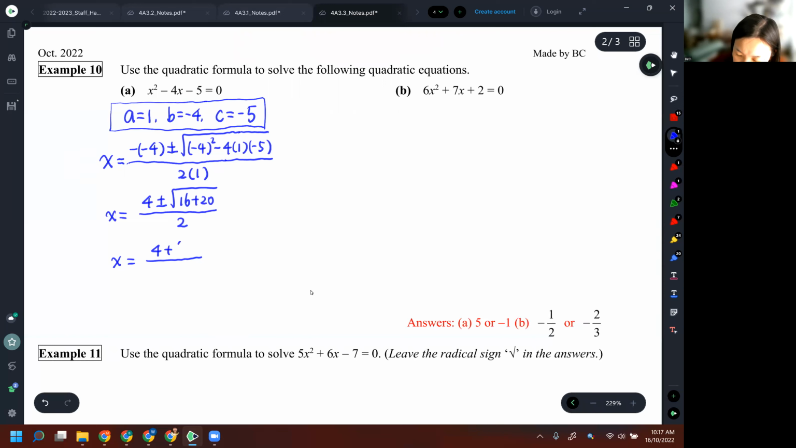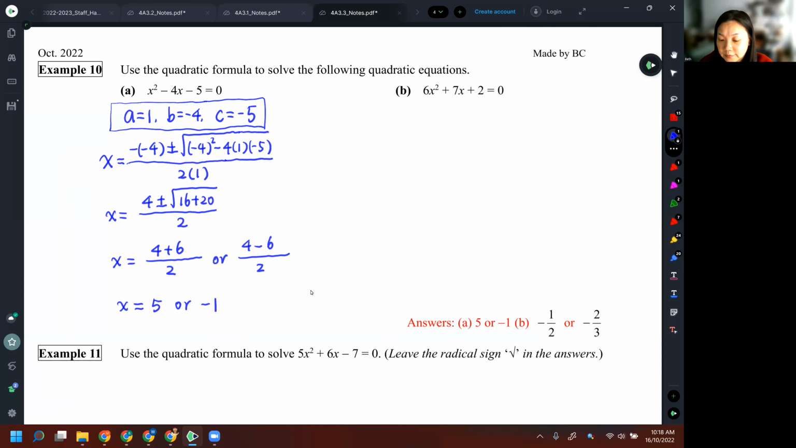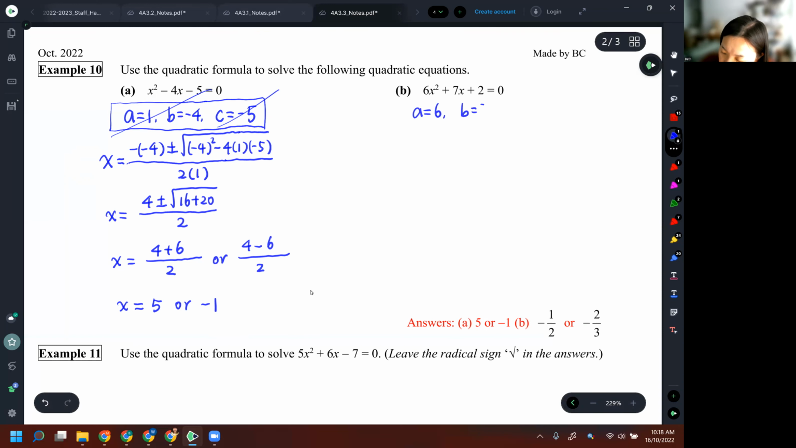4 plus 6 divided by 2, or 4 minus 6 divided by 2. 5, negative 1. Okay? Now remember, you don't have to write this, but you need to know what they are. In this question, A equals 6, B equals 7, C equals 2.